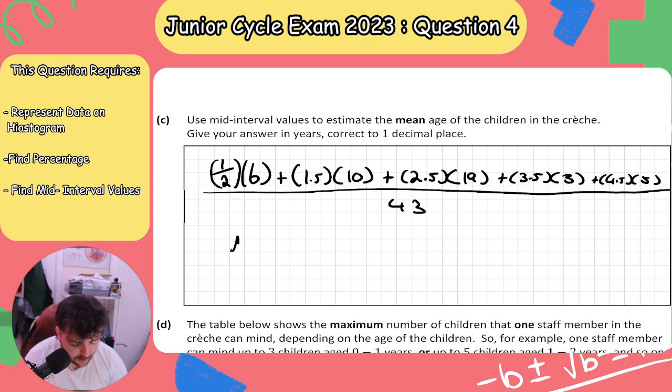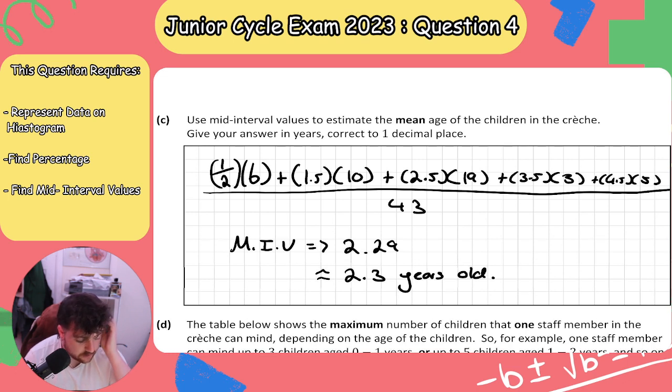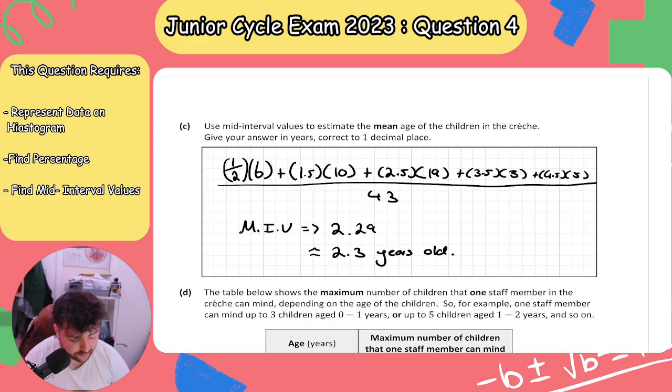And then my mid-interval value here is going to be 2.29, but it says correct to one decimal place. So it's going to be 2.3 years old. So give your answer in years. So 2.3 years old is the average age of the child using mid-interval values.